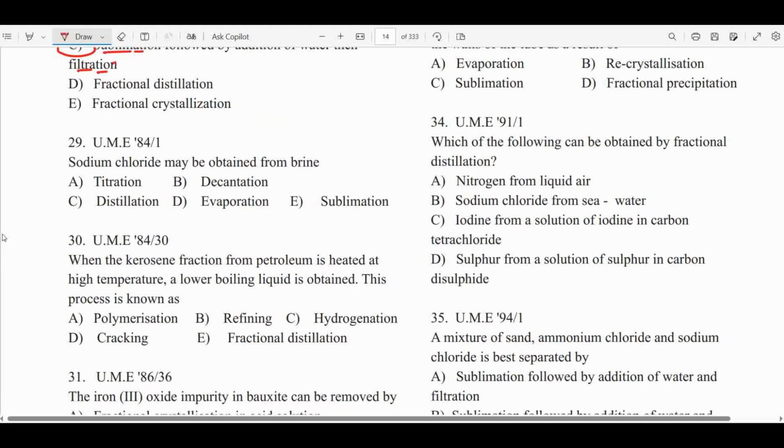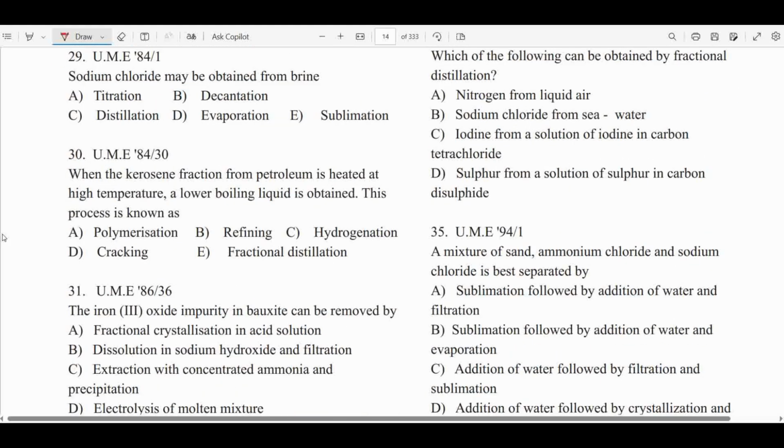Question number 29. Sodium chloride may be obtained from brine by what process? Okay, so the first thing first is, what is brine? Brine is seawater, which contains a high degree of sodium chloride. So if you have seawater, which contains a high degree of sodium chloride in water, how do you obtain pure sodium chloride? Of course, this will be by evaporation to dryness. Evaporation to dryness would remove the water and the sodium chloride will be left.